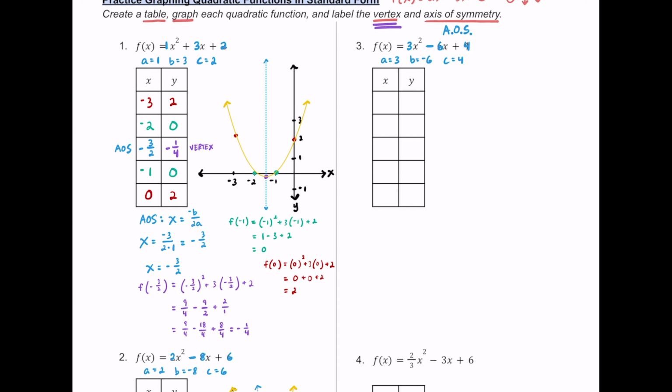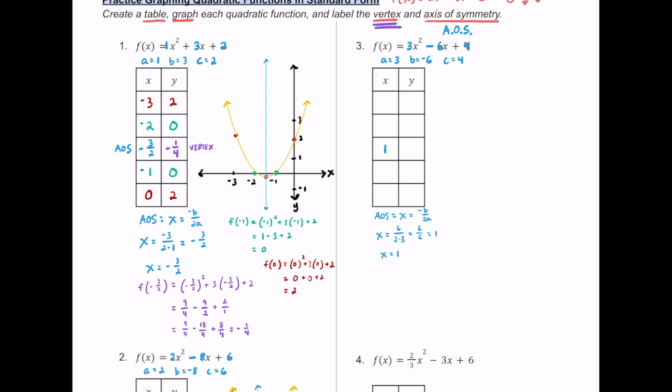Okay. For the AOS, let's jump into it. What's the formula again? If you can memorize it, great. If not, go ahead and just check what we did before. So it's -b over 2a. Okay, and so let's see what that's going to be. So x is going to equal -b. So -(-6) is just +6. And then 2a, 2 times 3. Oh, that's kind of nice. So 2 times 3 is 6. So 6 over 6 equals 1. So x equals 1 is going to be our vertical line. That's going to be our AOS. So that's going to be the center of our table.